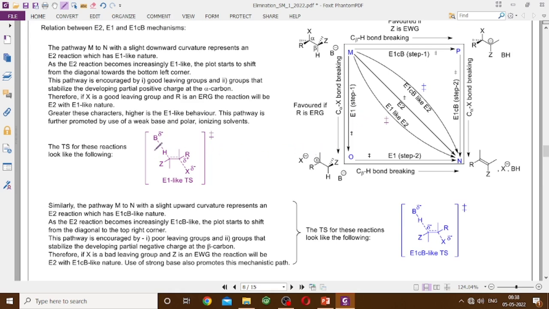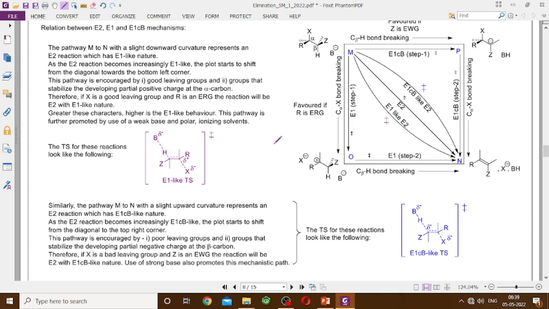Obviously this will happen when your CX bond is breaking very quickly, which means that here Z, and here X, is a very good leaving group, and the R on the alpha carbon can stabilize the delta plus charge. Therefore R is an electron releasing group, and X is an excellent leaving group, and the base is not that strong, therefore it cannot break the CH bond very easily, and therefore we could have the E1 like transition state, but the reaction is E2.